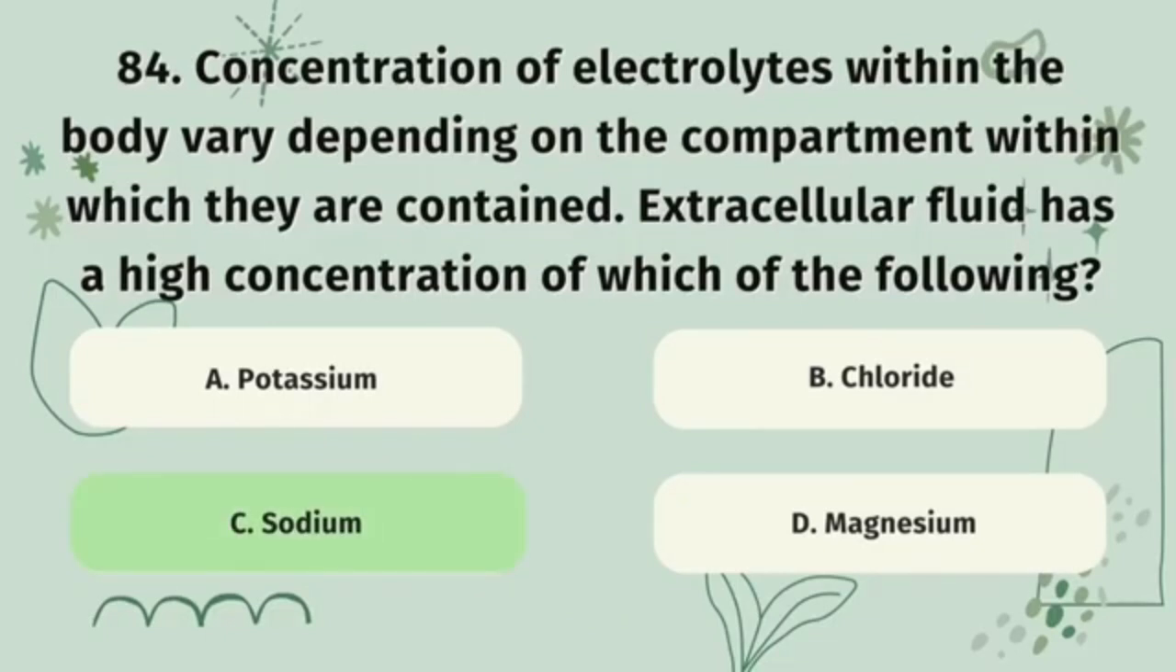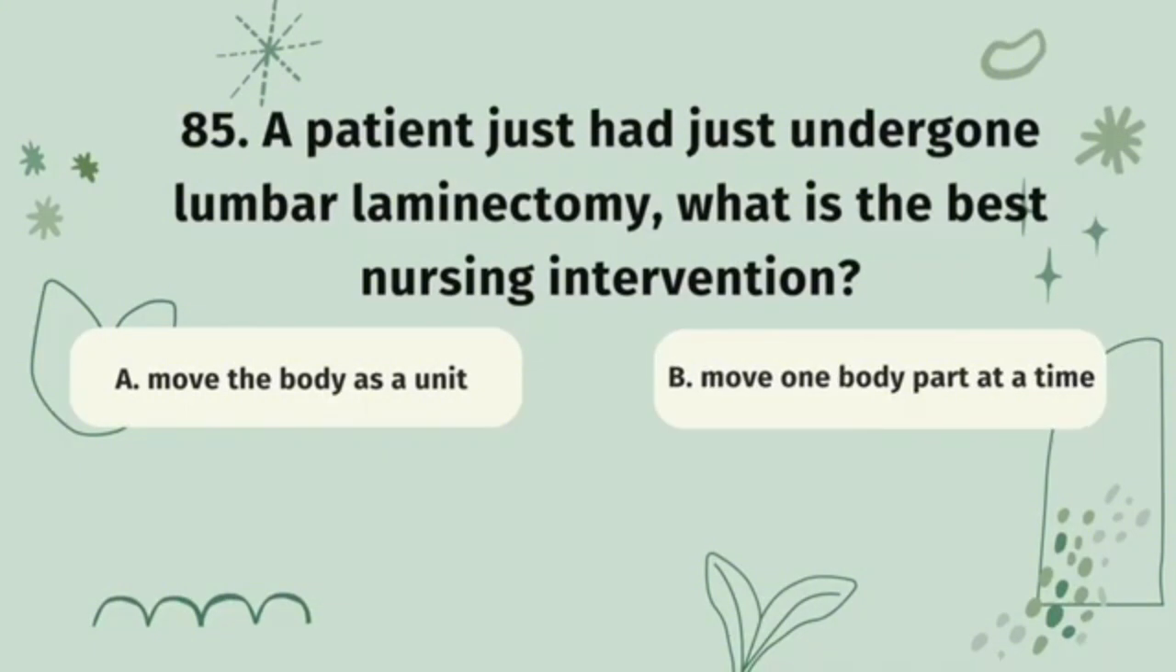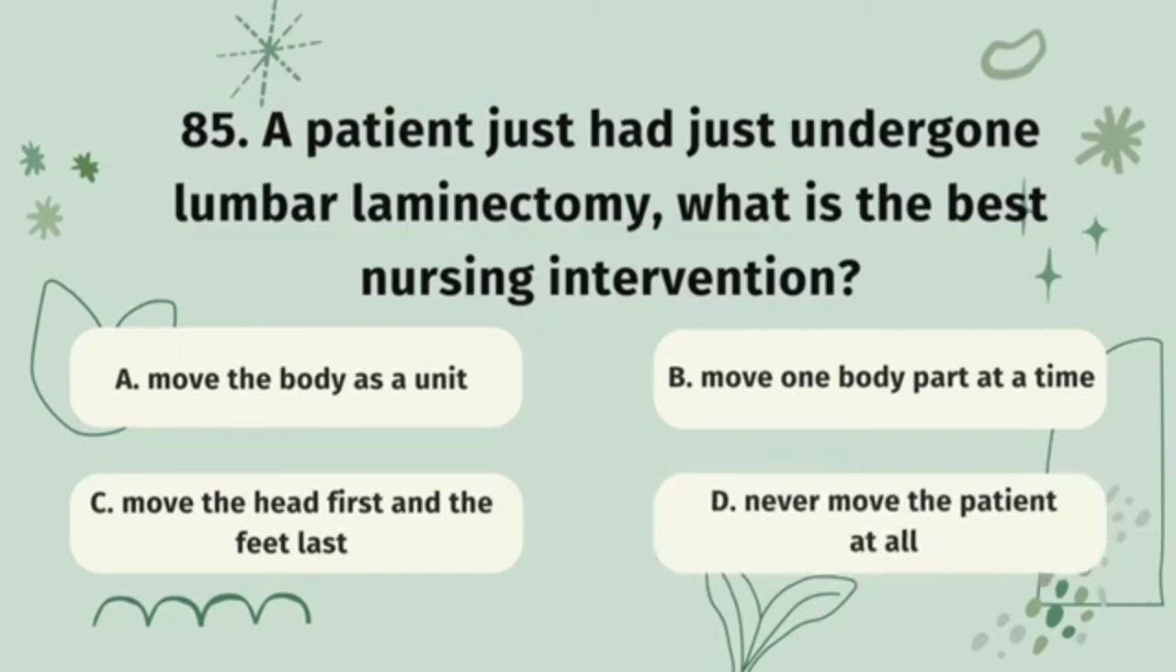The correct answer is C. Question 85. A patient had just undergone lumbar laminectomy. What is the best nursing intervention? Option A, move the body as a unit. Option B, move one body part at a time. Option C, move the head first and the feet last. Option D, never move the patient at all.